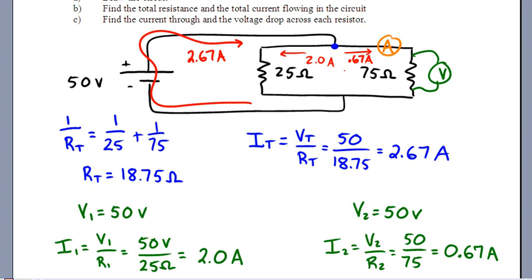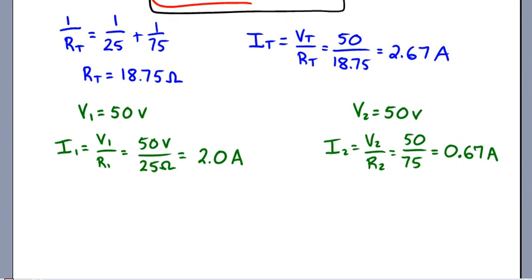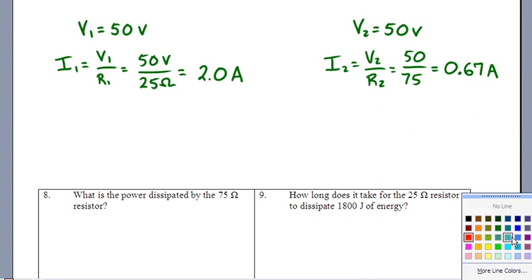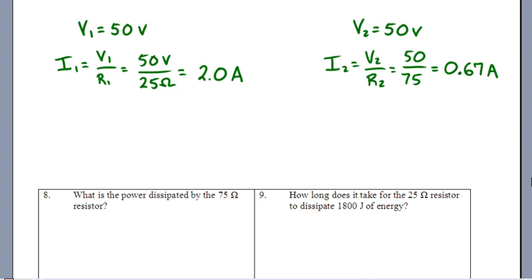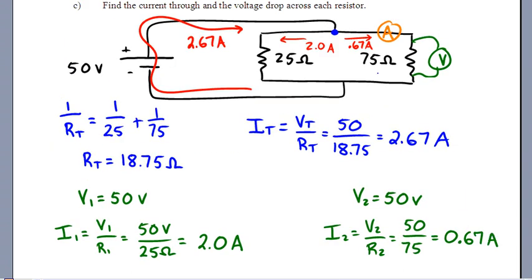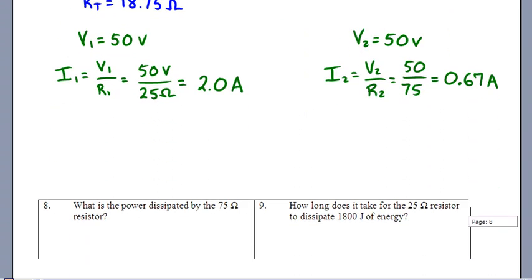So for the parallel story, the voltages are the same, but the currents are different. And then we've got just a little follow-up down here at the bottom. Power dissipated by the 75. Yeah, okay, we can do that. Let's just kind of summarize numbers for just that 75 ohm resistor. Okay, just that second resistor right here. For this one, the resistance is 75, the voltage is 50, and the current is that 0.67.